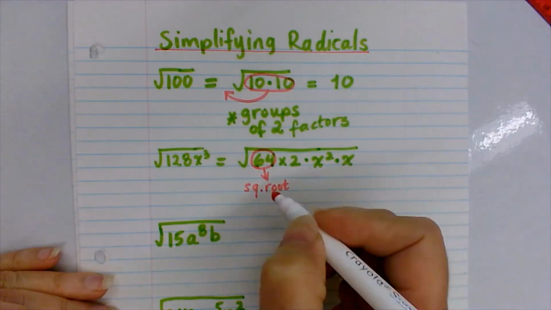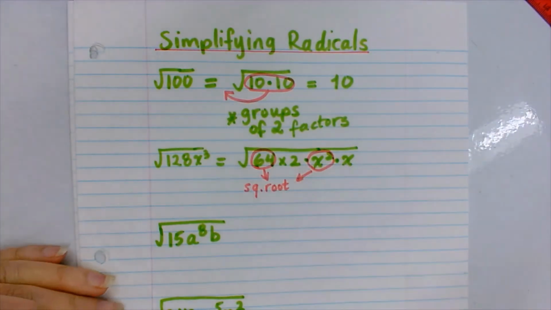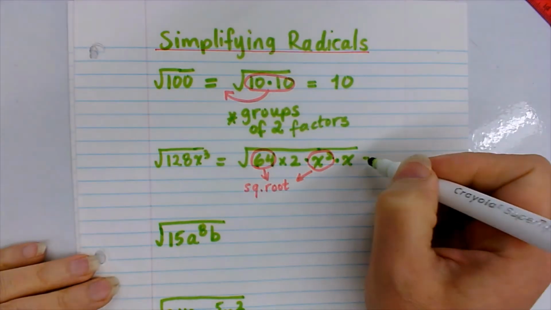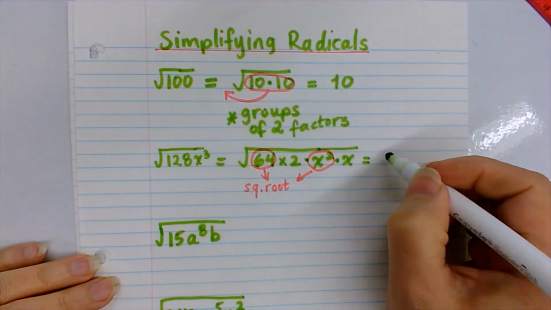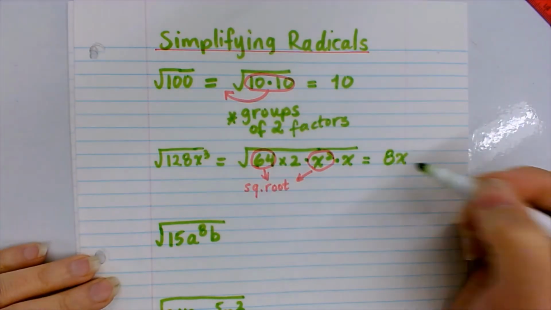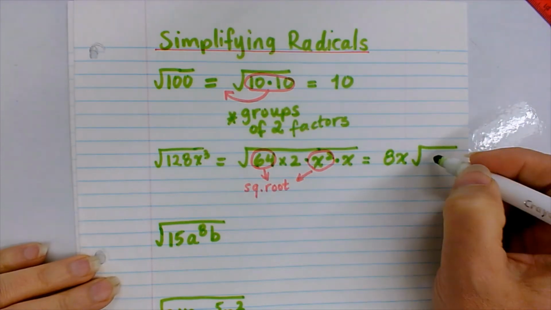Those will be square rooted. And in the process, the 8, which is the result, and the single x, which is the result of square root of x squared, comes out of the radical sign. And then what's left is 2 and that single x.